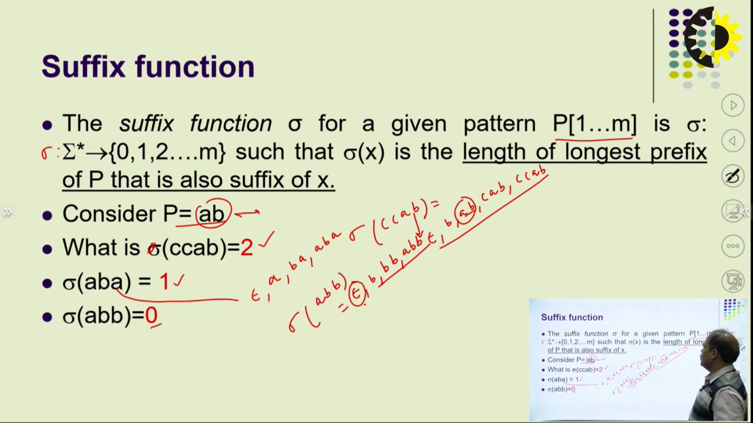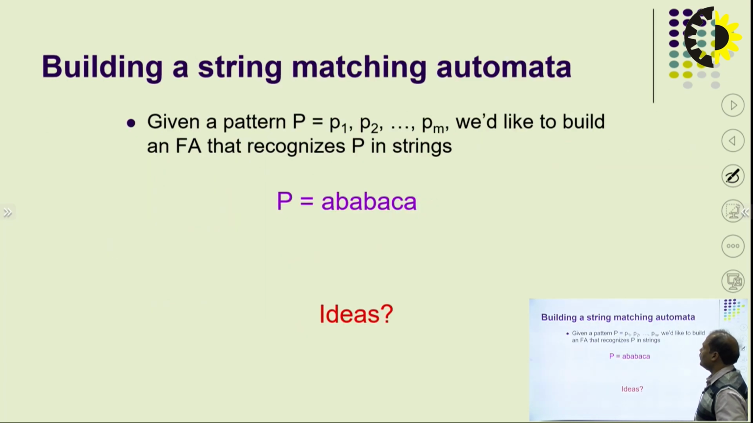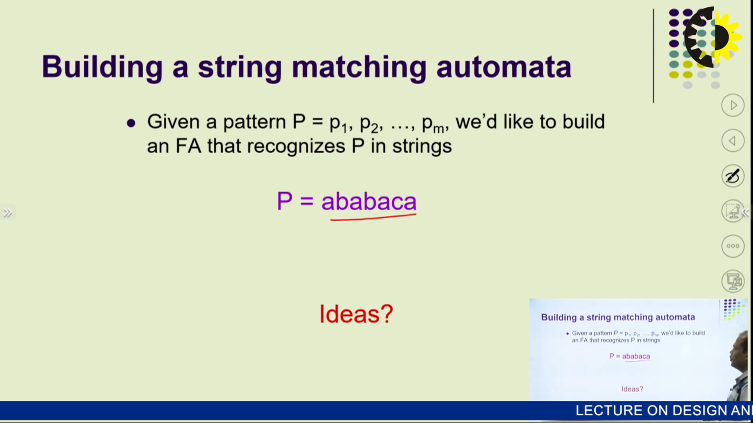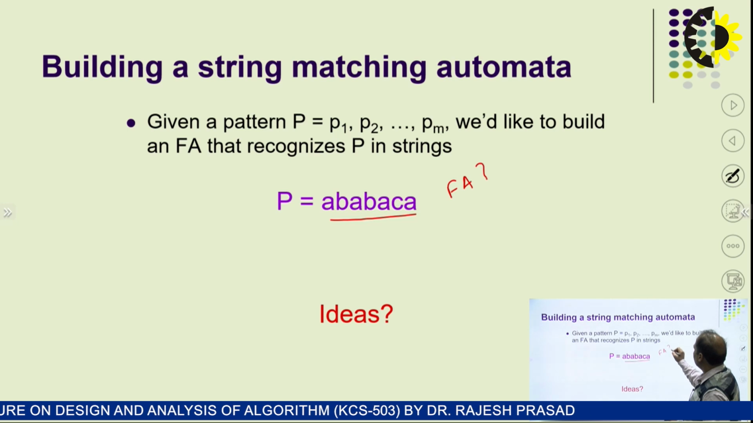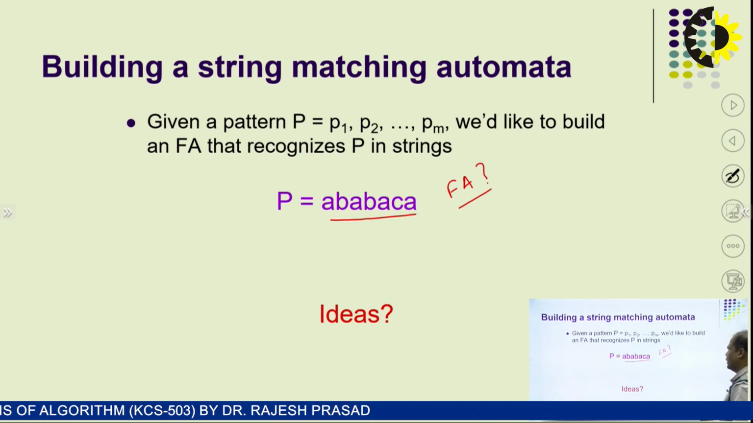So it is very easy to find the suffix function corresponding to a particular pattern. Given a pattern, we can get the suffix function, and calculate it for a particular string with respect to the pattern. Building a string matching automaton depends on the concept of the suffix. So consider this pattern ABABACA. The question is how to build the suffix automaton for this pattern.